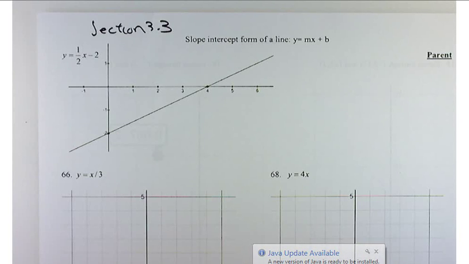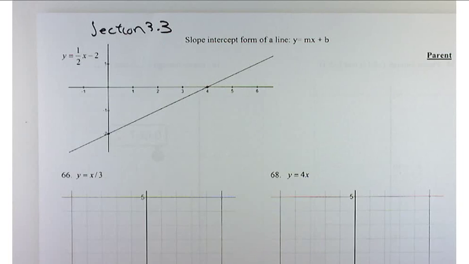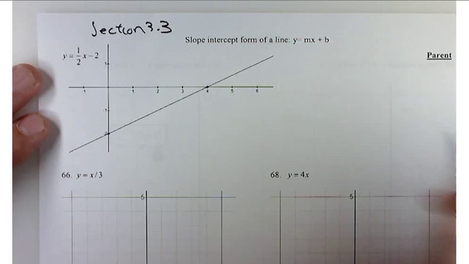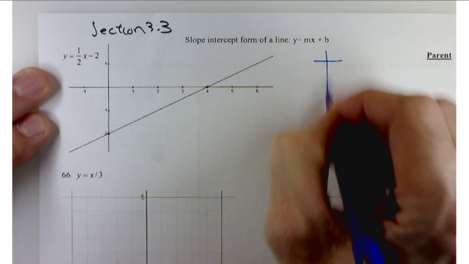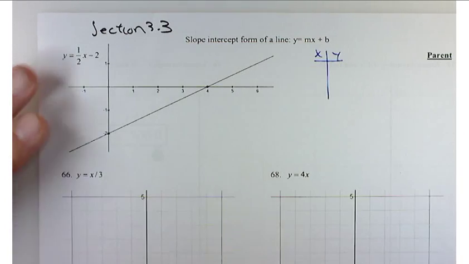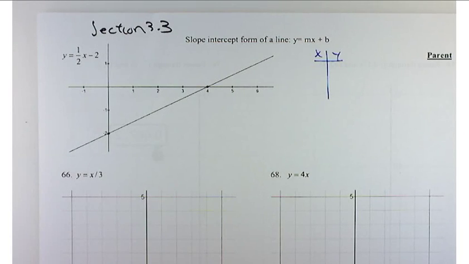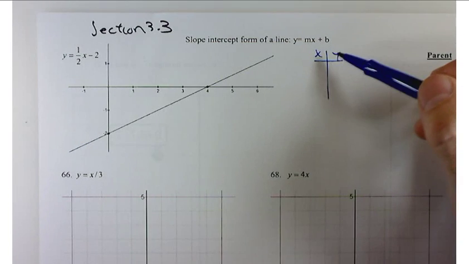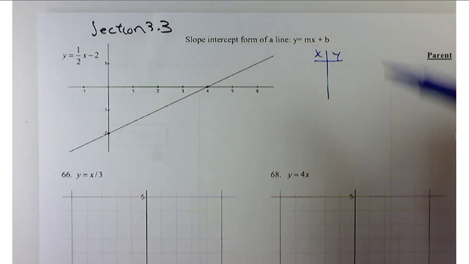So section 3.3, we're going to discuss the slope-intercept form of the equation of a line. We'll begin with this example here, and maybe a quick review of some of the things we did to graph lines. On an exam, I'll typically ask you to graph 3 points when plotting something. So let's come up with some values of x and get the values of y.